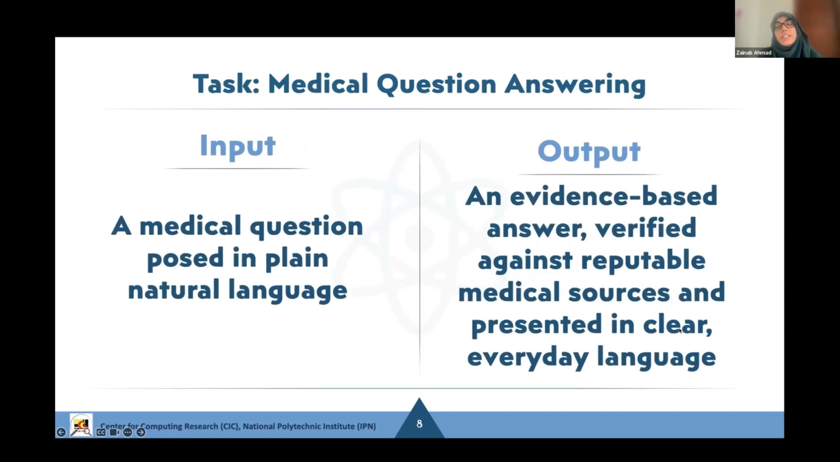To better understand the medical question answering system, we have divided this into input and output. So the input to the system will be a medical question posed in plain natural language, while the output will be an evidence-based answer, which is verified against reputable medical sources, and we will present it in clear everyday language, which is a natural language.